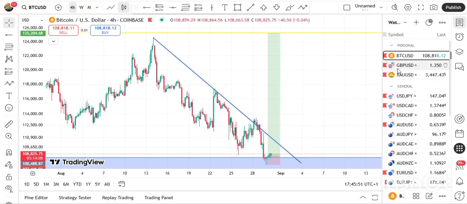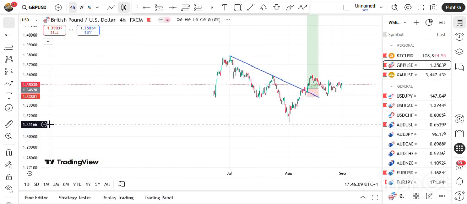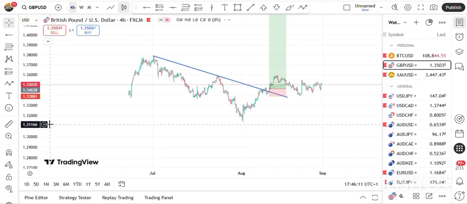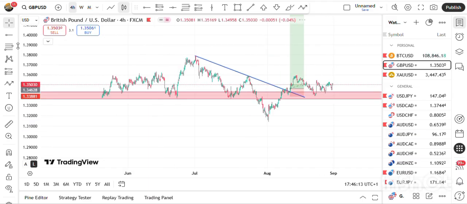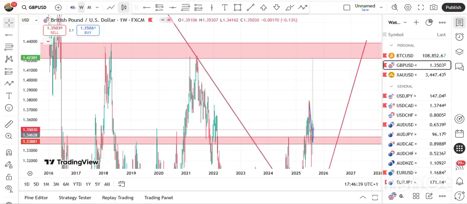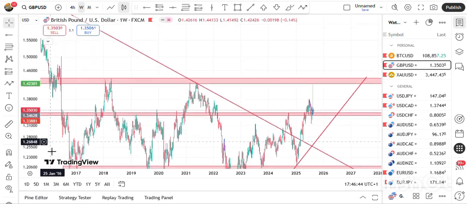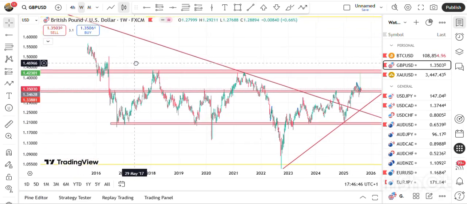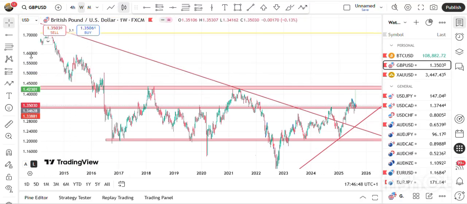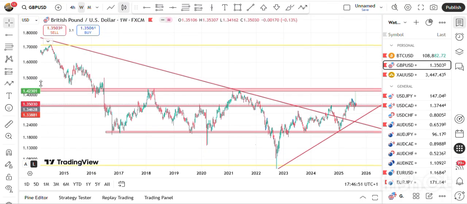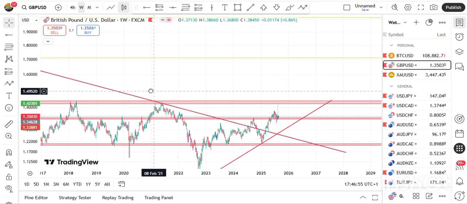So let's go to GBP USD. GBP USD has been quite a pain in the butt actually. So I'll show you a glimpse of what my support level looks like on GBP USD. Maybe I should just show you the monthly. Don't worry, I'll do that in another video, guys. So this is what it looks like.